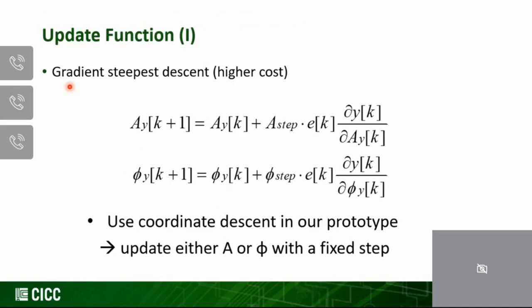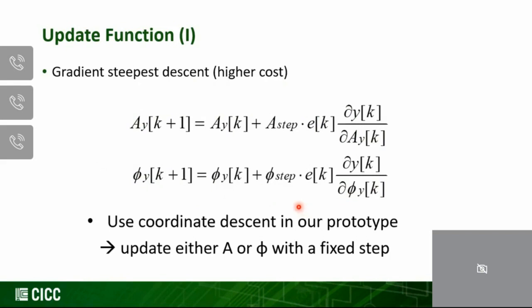So one way to do this adaptive loop is through the so-called gradient descent algorithms. This is a known technique in many other signal processing systems. And as we can see here, it involves the error signals and the gradient of the output to the amplitude and also the gradient to the phase. This approach will work fine, especially if we would like to converge faster. So gradient descent is actually a good approach.